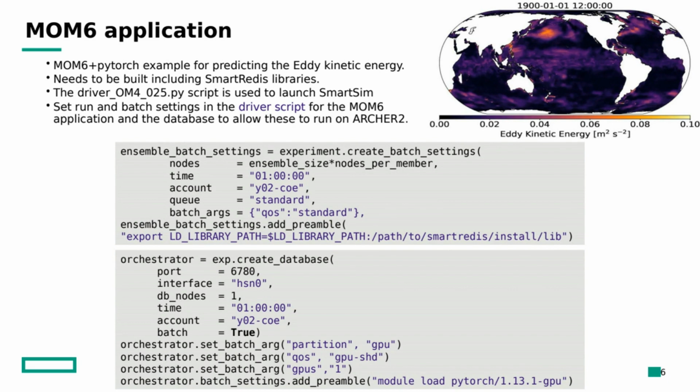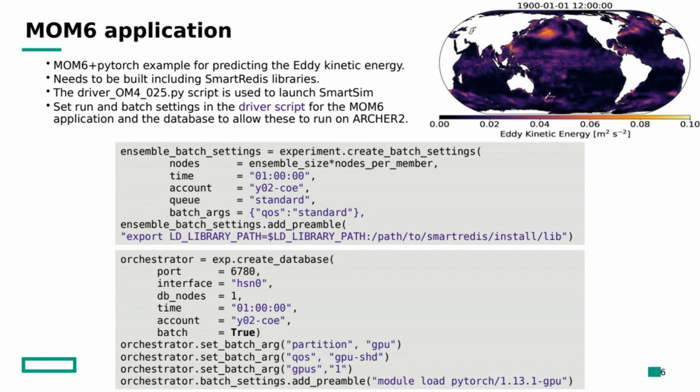I decided to look at this MOM6 application. So this is the Modular Ocean Model that was mentioned previously. This uses PyTorch and predicts the eddy kinetic energy. So this needs to be built, including the SmartRedis libraries. So to build this application, you pass the paths to your SmartRedis libraries that you've installed previously. And then it includes this driver script. So this launches SmartSim, and then you supply the machine learning model you're using and the path to your binary for MOM6.